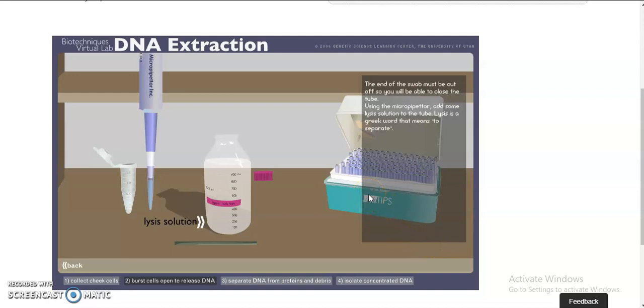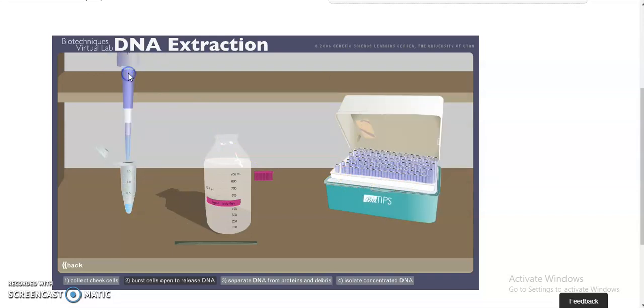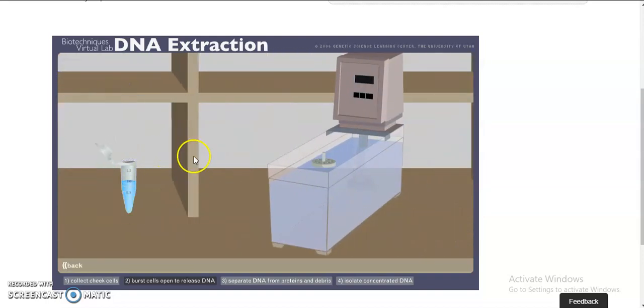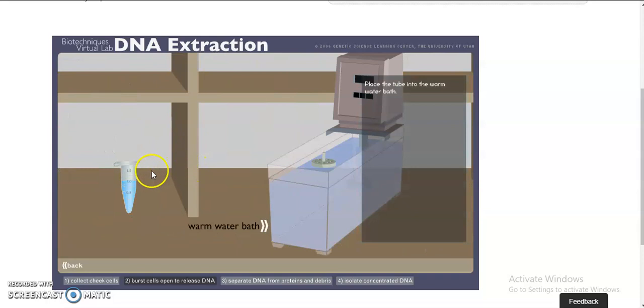Using the micropipette, add some lysis solution to the tube. Lysis is a Greek word that means to split. Place the tube into the warm water bath.